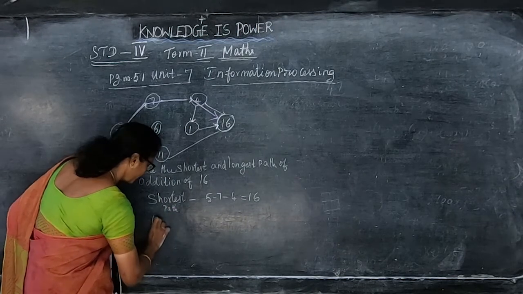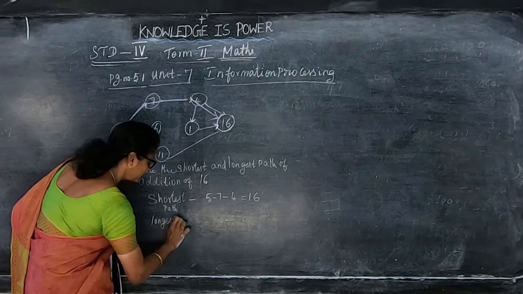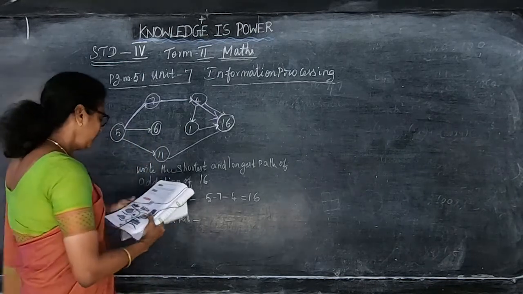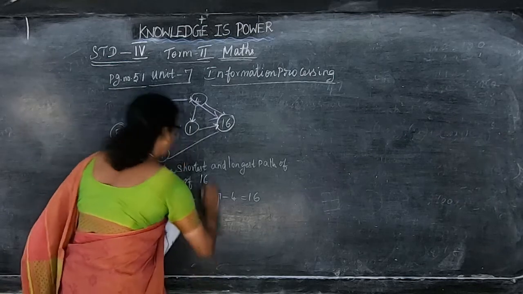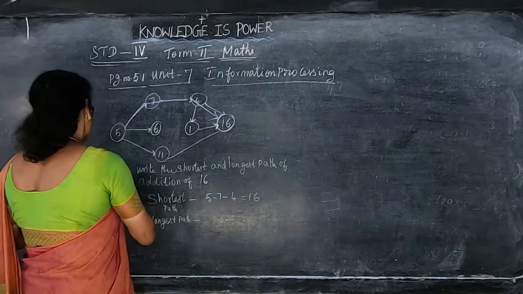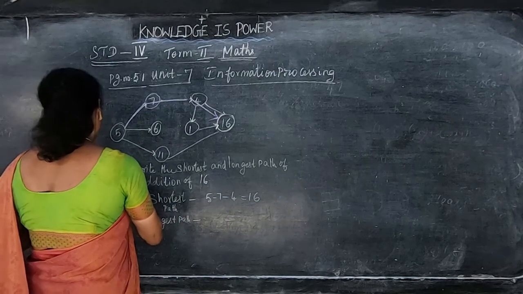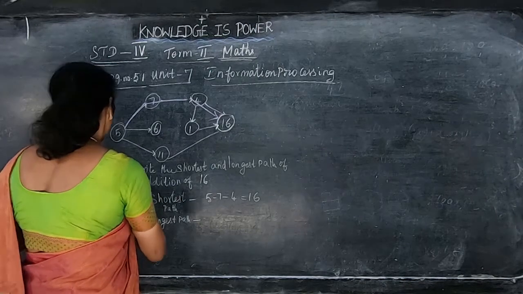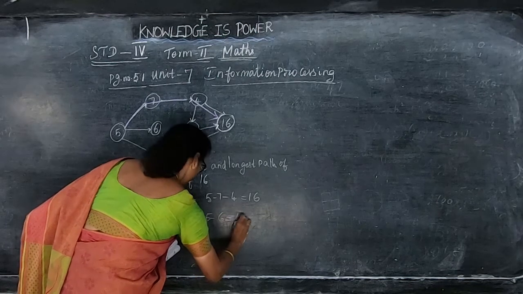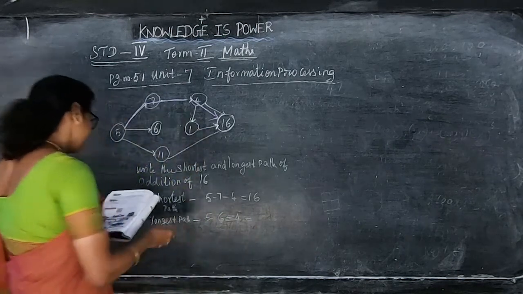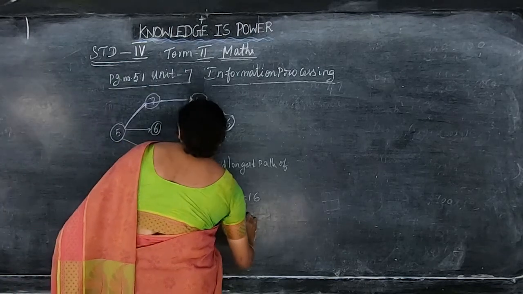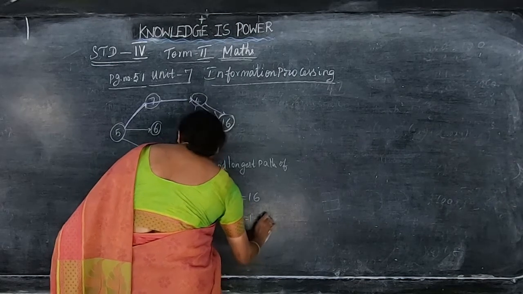Longest path is, you can write 5, 7, 4 and 1. Longest path is 5, 6 and 4. This is the longest. 4 and 1, that is equal to 16. This is the longest path.